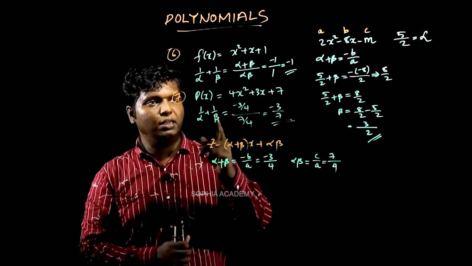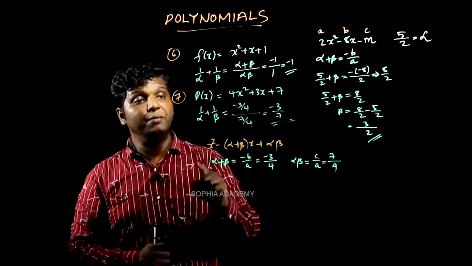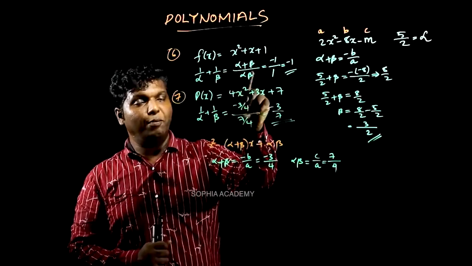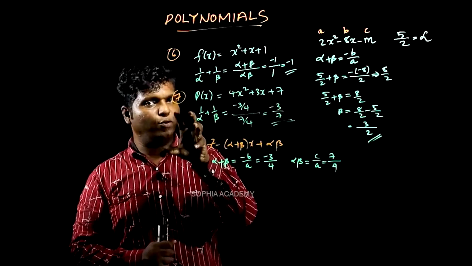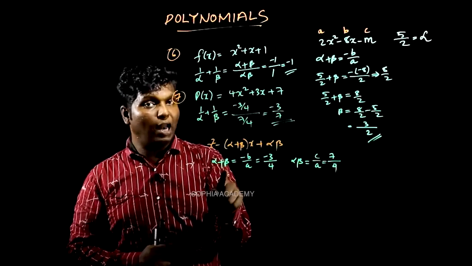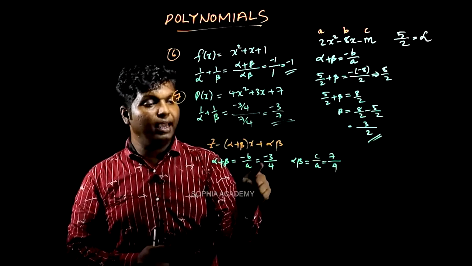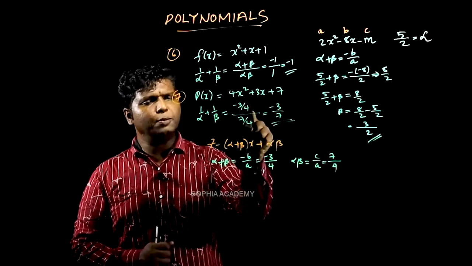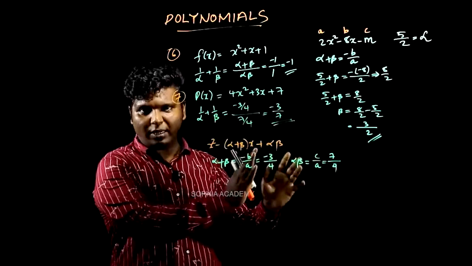Here also you can see the polynomial is given and 1 by alpha and 1 by beta you have to find. I told you that alpha plus beta and alpha beta are the things which you have to find. So first of all, you found alpha plus beta. It is minus b by a, you found it. Then you found alpha beta, it is 7 by 4. Then just substitute here. All these things you have to do in your working column, right?